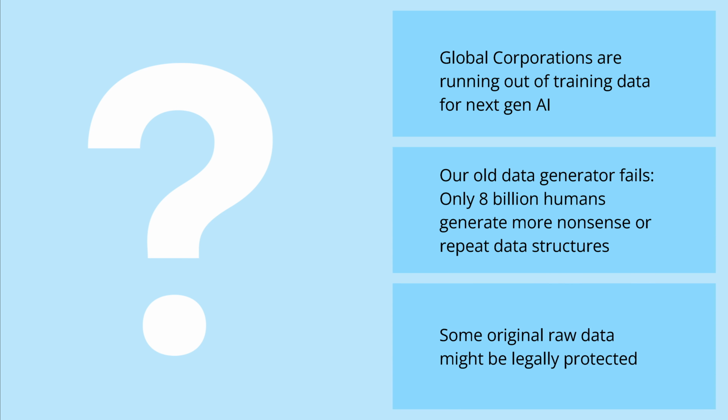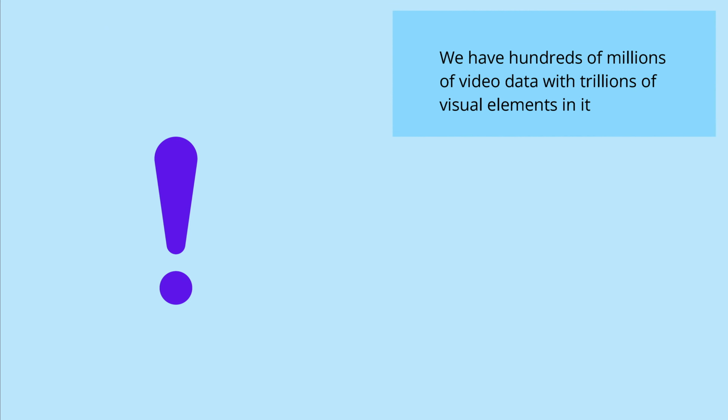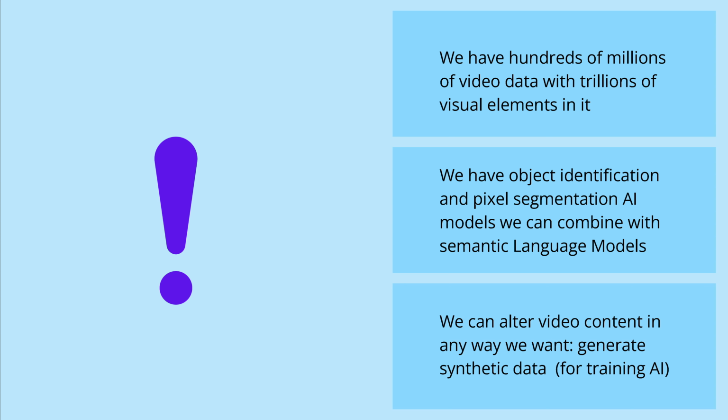So, yeah, imagine even some original raw data that would be nice and brand new. They might be legally protected, so we are facing a problem. But not for long, because we have hundreds of millions of video data with trillions of visual elements in those videos. Now, you know we have object identification and pixel segmentation AI models, where we can combine those AI systems as agents now with our most advanced semantic language model. So this means we can alter each and every video content in any way that we want. This means we can generate synthetic data. And those synthetic data are then, for the next generation AI, the new training data.